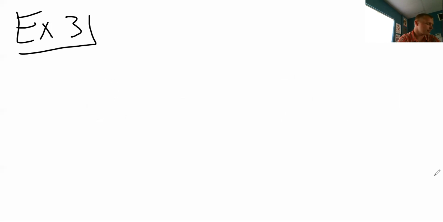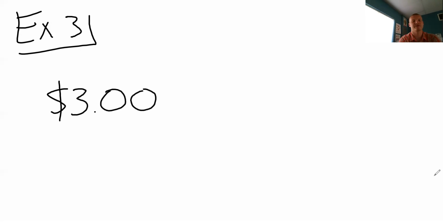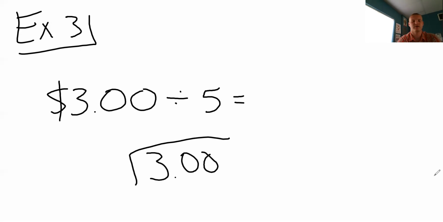Okay, example 3, how much money is 3/5 of $3? So Brady, how do I do that one? So I have $3 total. What is 3/5 of it? Yep, so $3 divided by 5. I can't do that in my head, so I'm going to do $3 divided by 5.